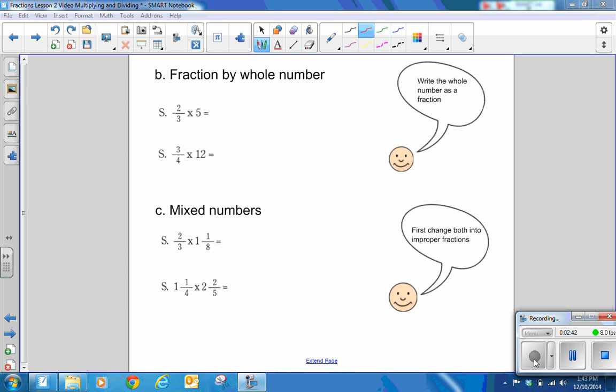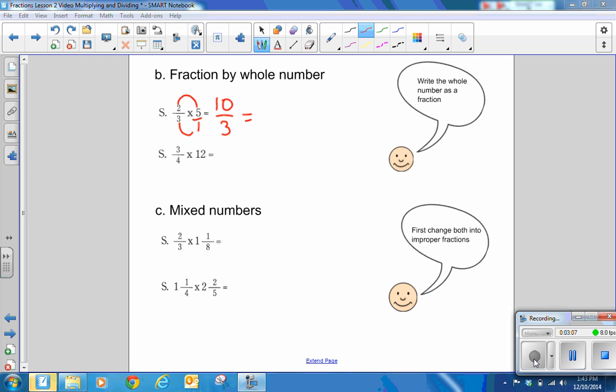When we multiply fractions by whole numbers, it's best to write the whole number as a fraction. I can always write 5 as a fraction over 1. And now I'm ready to multiply my numerators and my denominators together. So 2 times 5 is 10. 3 times 1 is 3.